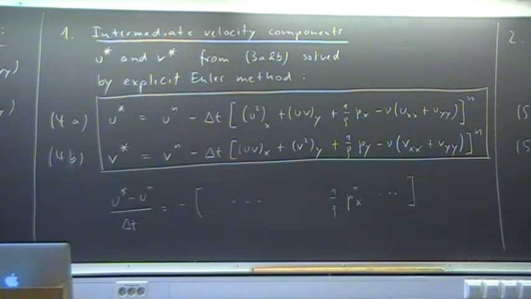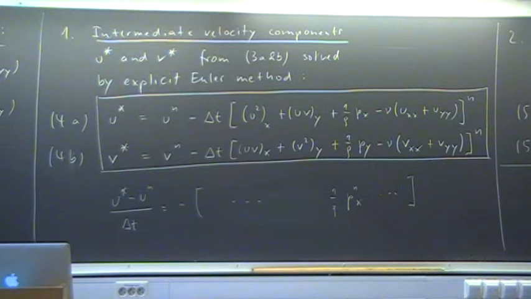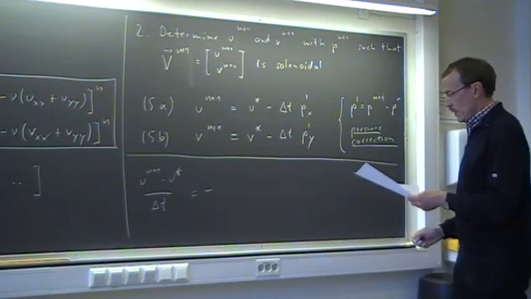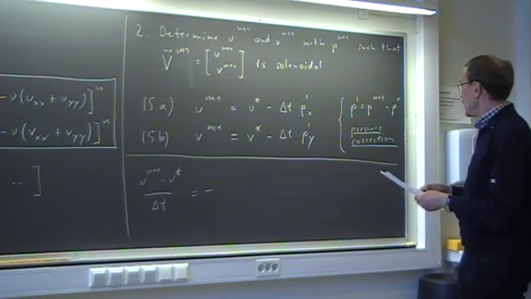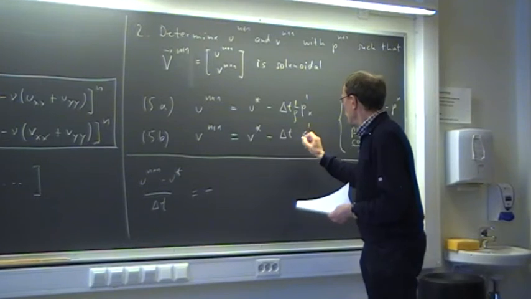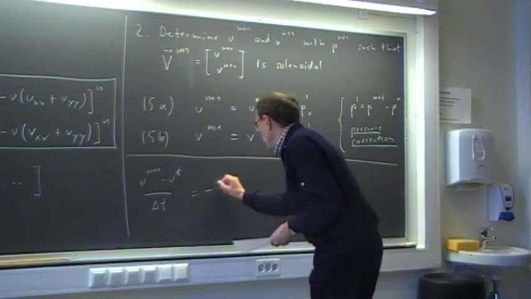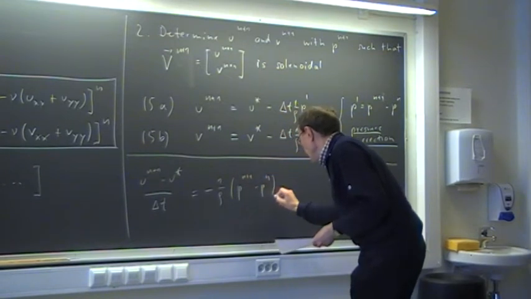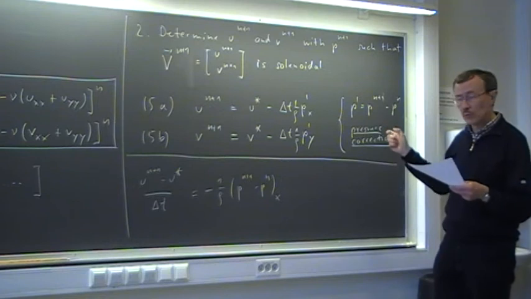What we do here is the following. We do u n plus 1 minus u star divided by delta t is equal to minus, let's see, I think I forgot the 1 over rho here. Yes, I forgot the 1 over rho, so please add that in front, because that you need. So then we have the 1 over rho, and if we use the definition of the p prime, we have p n plus 1 minus p n, x derivative. So that is what the p prime is, the difference from the old to the new time level.